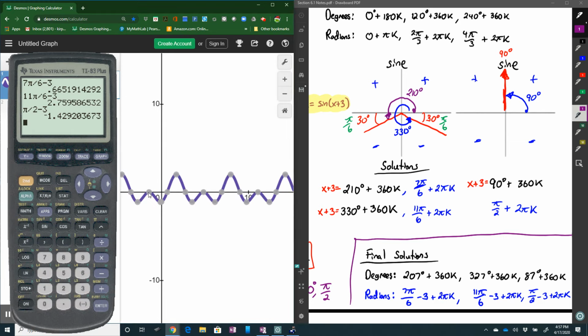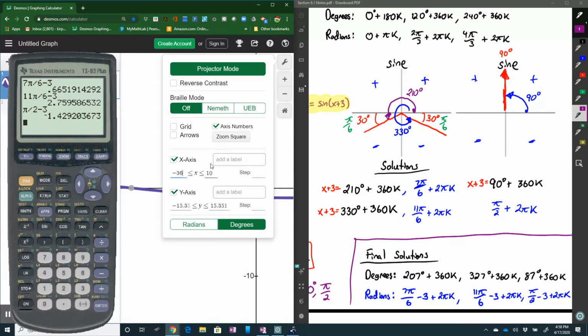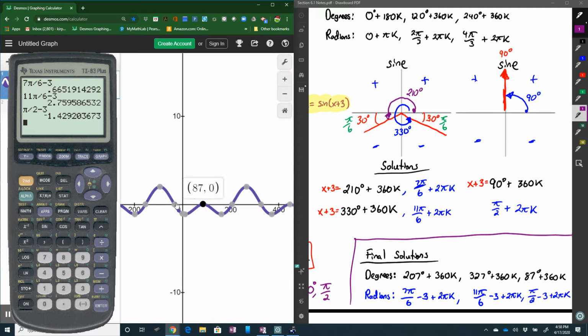And then to get every other answer, you just add 360 or 2 pi to it. And it gives you every repeating answer after that. And again, if you wanted to convert to degrees, you can. That means I just have to change my x-axis to negative 360 to 360. But you get the same answers. Negative 33, 87, 207. Oh, so I got 87, 207, and 327. There you go.